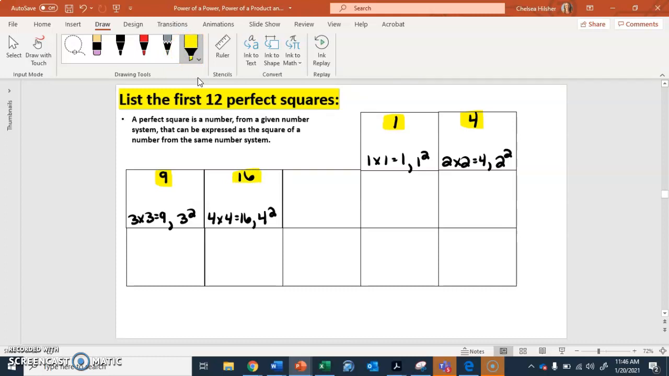And I want to see you guys continue. I want to see you guys write the next perfect squares all the way up until you get to 12 times 12, which equals 144. And I can also write it as 12 squared. 144 is a perfect square. And we need to keep these fresh in our mind because we need to use these today to be successful on simplifying radical expressions.